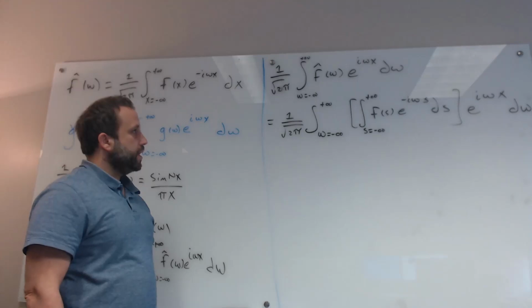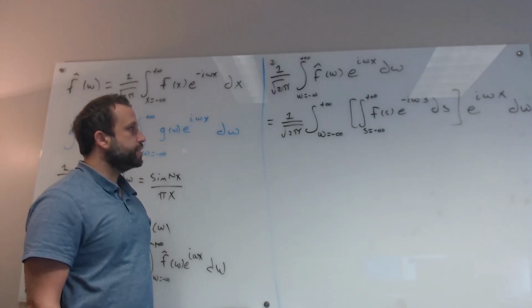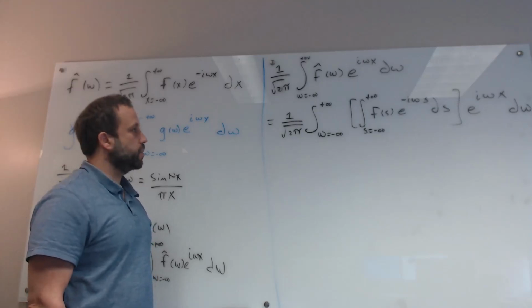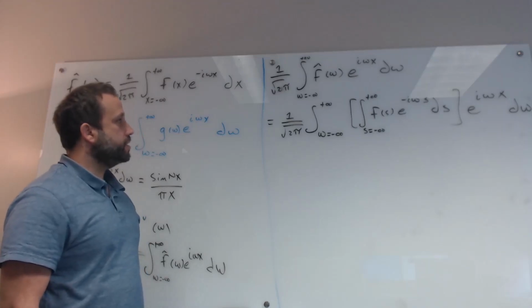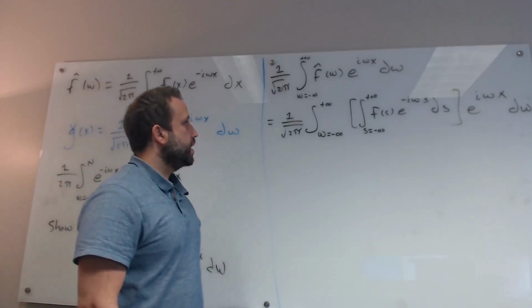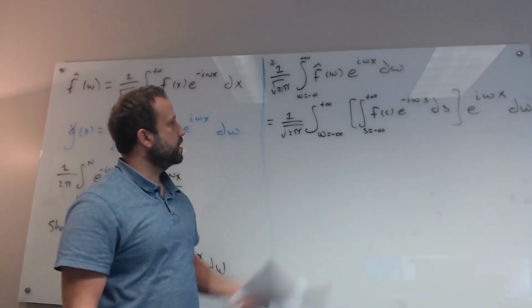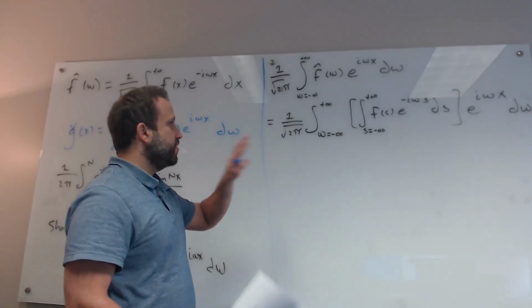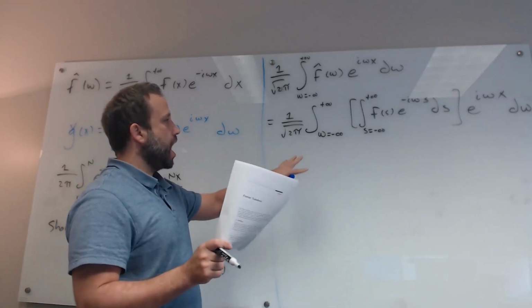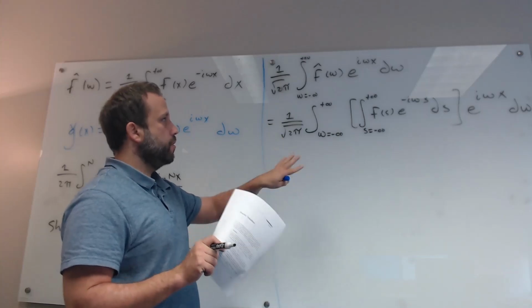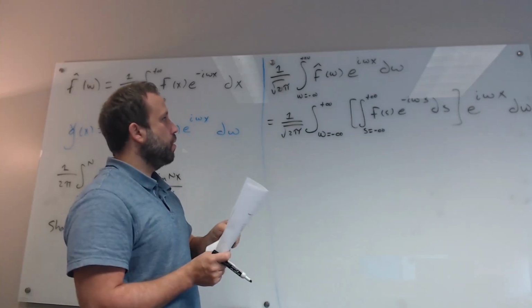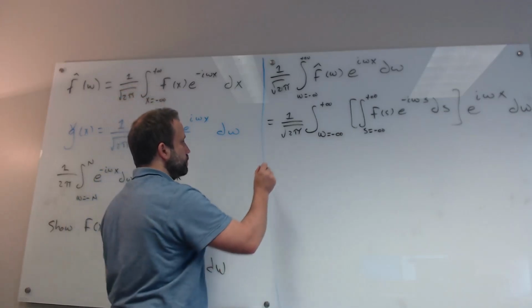Okay, now we need to be careful here. We want to change the order of integration. That's one of the things that we want to do here. But we need to be a little careful with that because we can't just willy-nilly change the order of integration. And the reason is because these functions are not absolutely integrable in both variables. See, what I mean is the following.